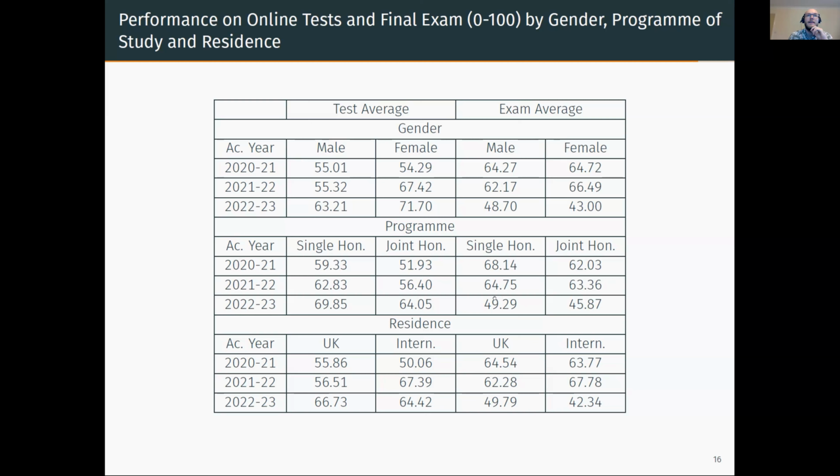As for the programs, we'll see that the single honours do better than joint honours, and that's because the admissions criteria for the single honours is higher than the joint honours, and that's reflected in the final exam. And as for the residents, we do have sort of mixed results.